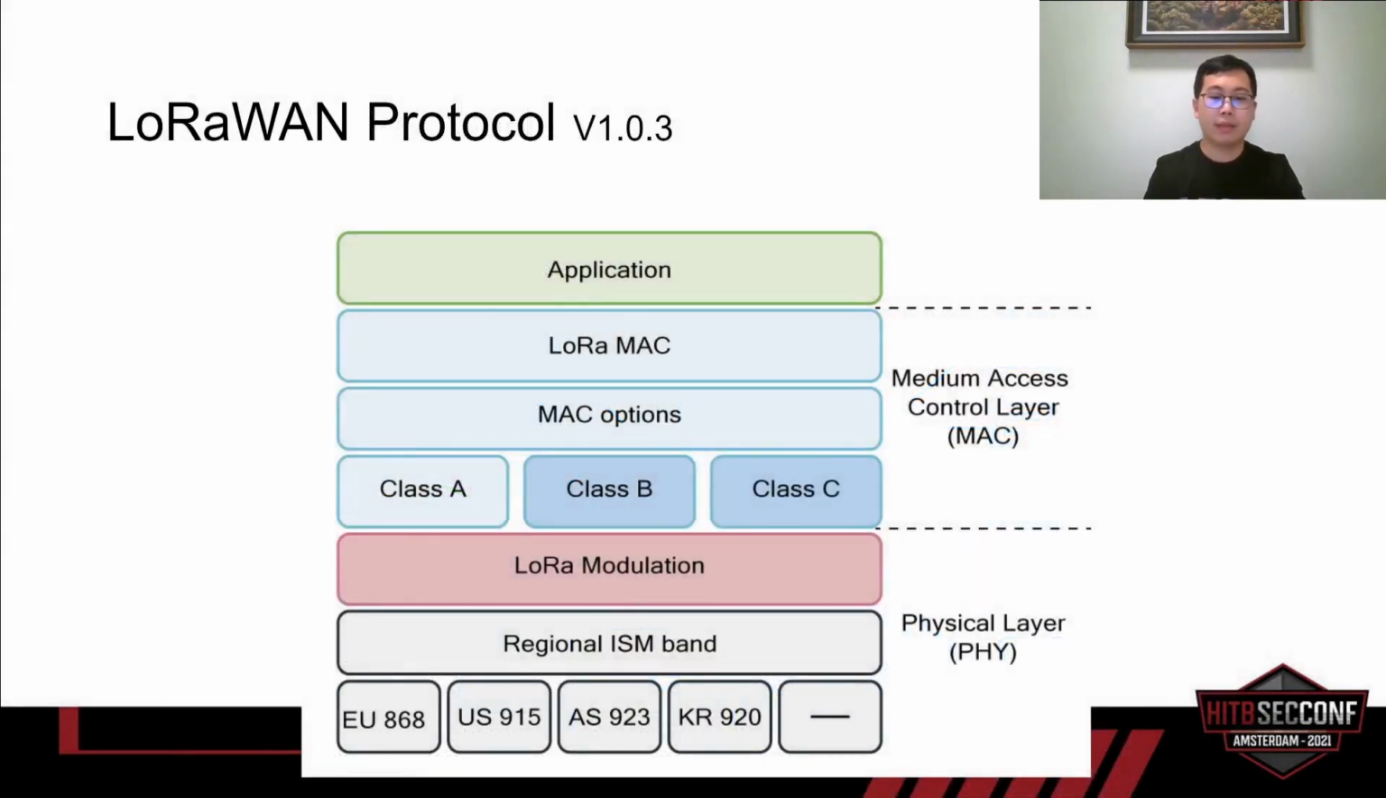Next, let's take a look at the LoRaWAN protocol. The whole protocol consists of two parts. LoRa is responsible for radio modulation and demodulation. The MAC layer is our focus. According to the specification, LoRaWAN devices are divided into three categories: Class A, Class B, and Class C. Choose according to different scenarios.